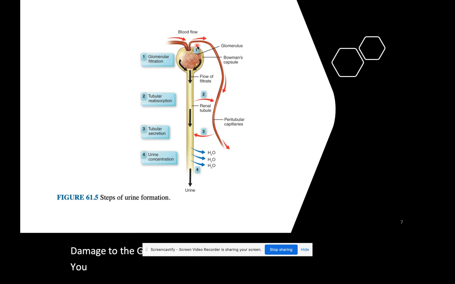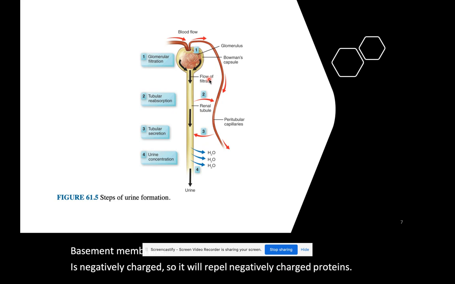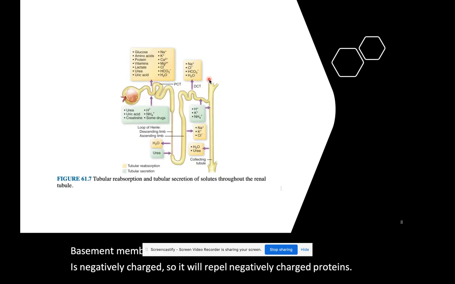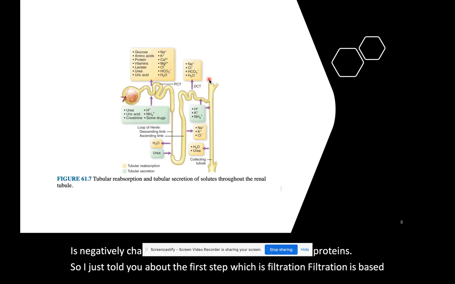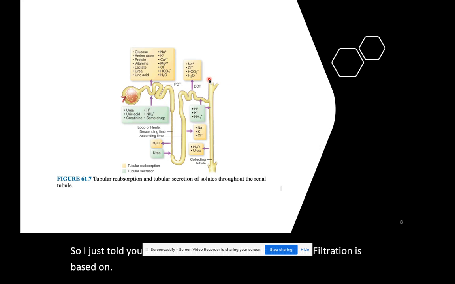You must remember that the basement membrane is negatively charged, so it will repel negatively charged proteins. So I just told you about the first step, which is filtration. Filtration is based on hydrostatic pressure, size, and polarity.